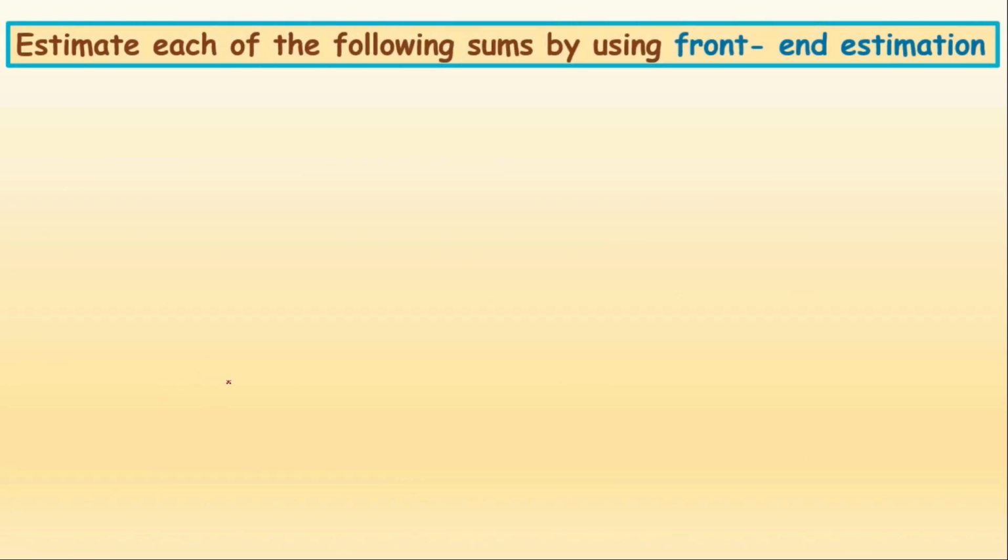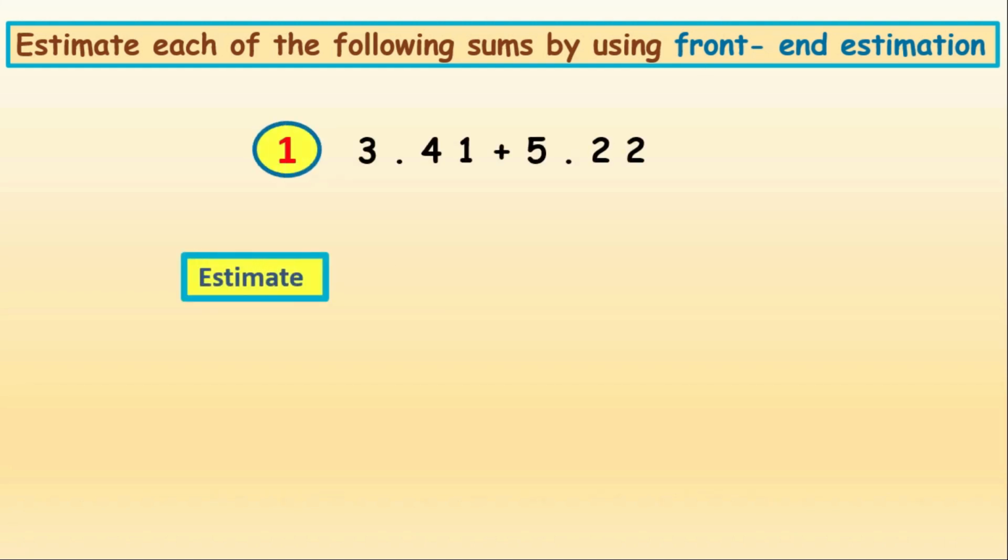Let's estimate each of the following sums by using front-end estimation. Here we have an example. Estimate 3.41 plus 5.22. Front-end estimation has 2 steps. The first one, write the digit on the left without a change. 3 on the left without a change. It's 3. Do you have any other digits in the whole part? No, there are no other whole digits. So only 3, cancel the decimal part. Then the value becomes 3.